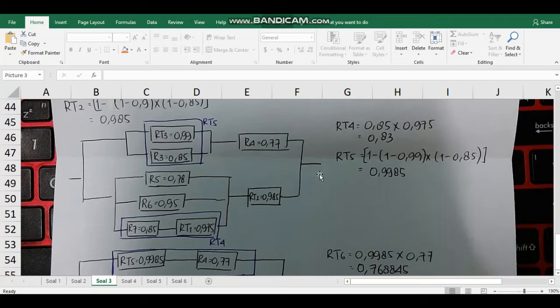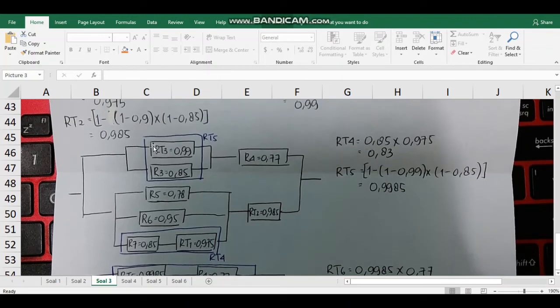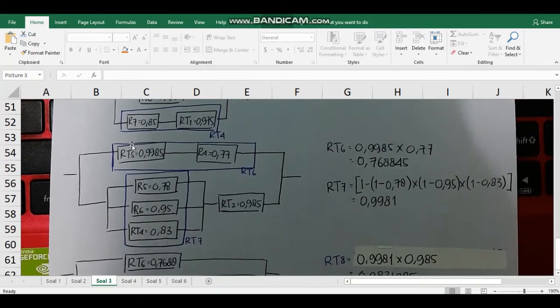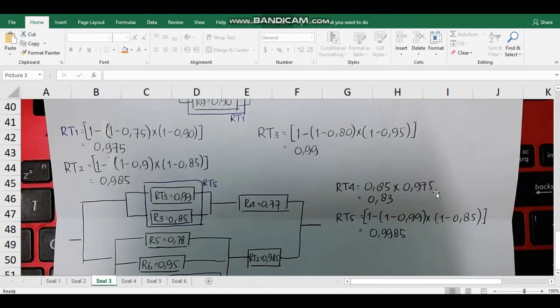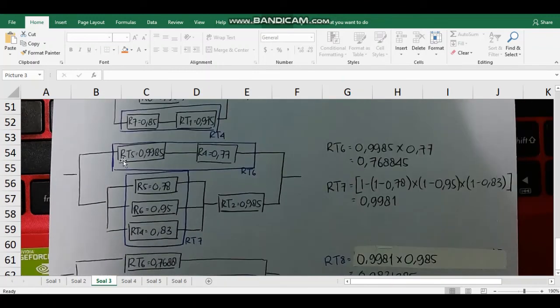So for this one, the reliability becomes this number, and the reliability for R7 and RT1 is 0.83. And finally, we have the new form of the system like this because we already combined R7 and RT1, also RT3 with R3. Okay, after we combine, we get that RT5 is 0.9985, and RT7 is the RT4, as we counted before. And finally, we still have this kind of form in the system. We have the series form, RT5 with R4, and we have the parallel form for R5, R6, and RT4. So we have to work on them.